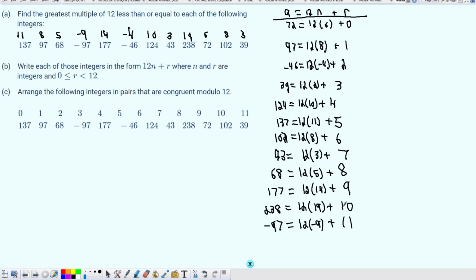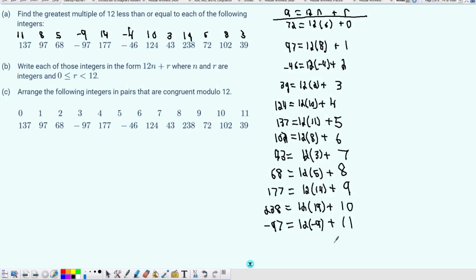So as we can see, I listed the remainders in ascending order to make it just a little bit advanced, because it's going to make part C fairly easy. So arrange the following integers in pairs that are congruent modulo 12. Now, again, if things are congruent in a modular system, we discovered that what we're really determining is what is the remainder when divided by 12.